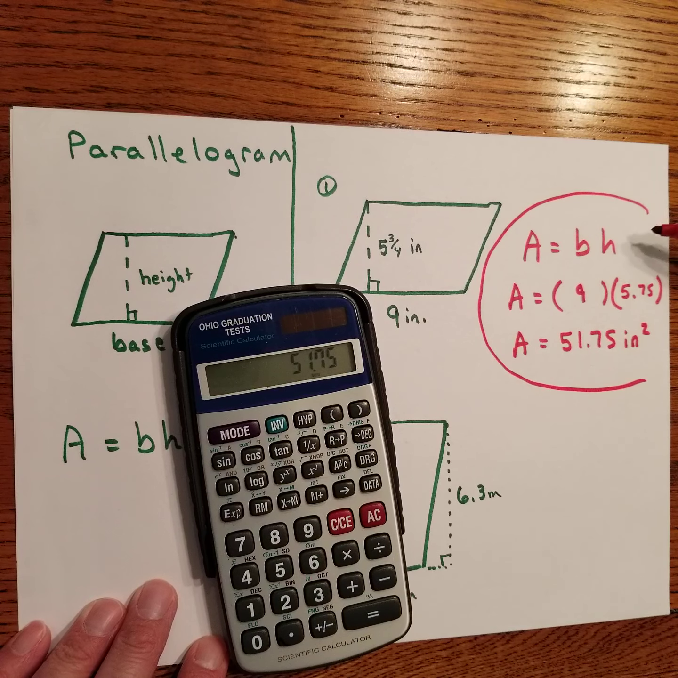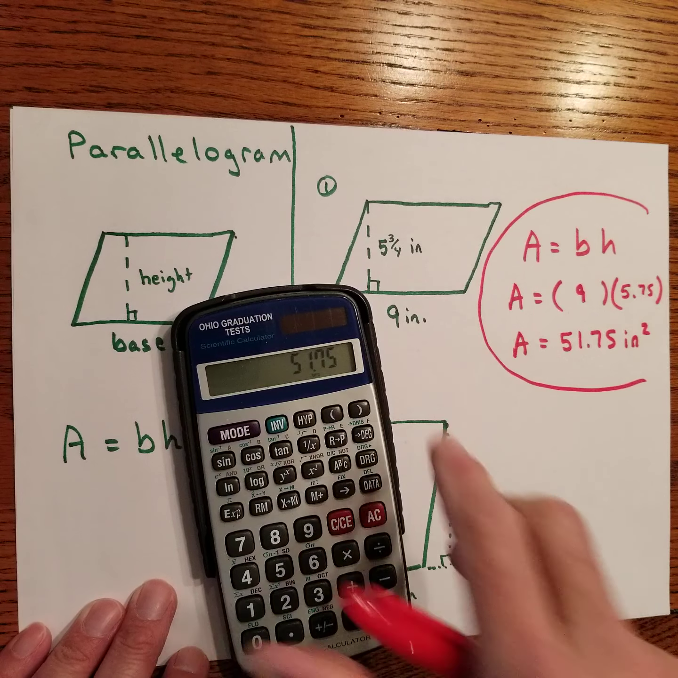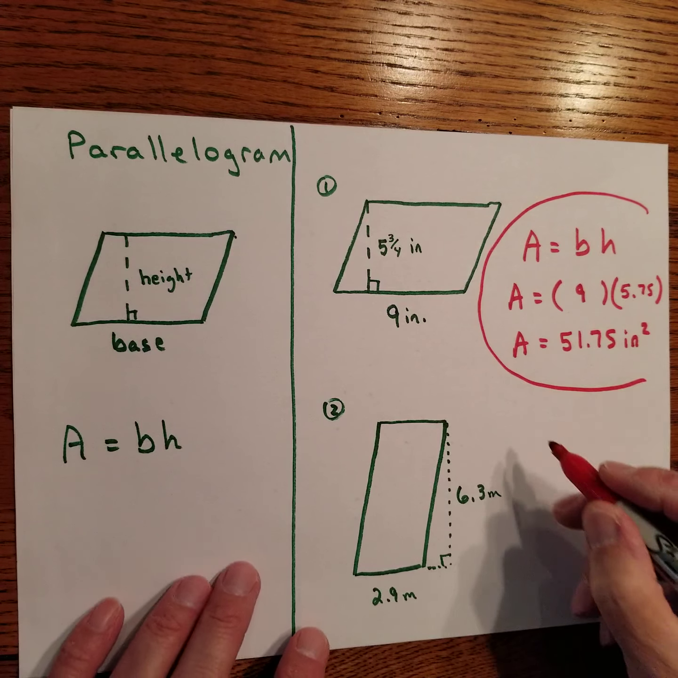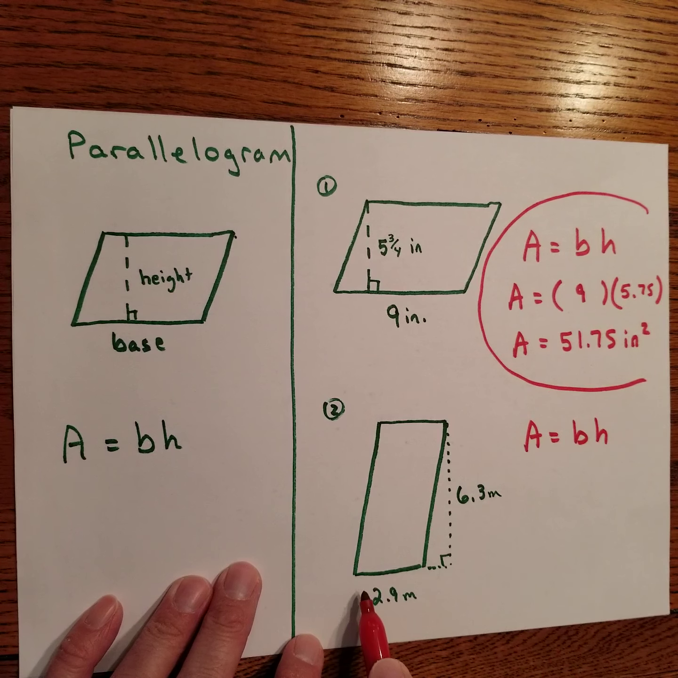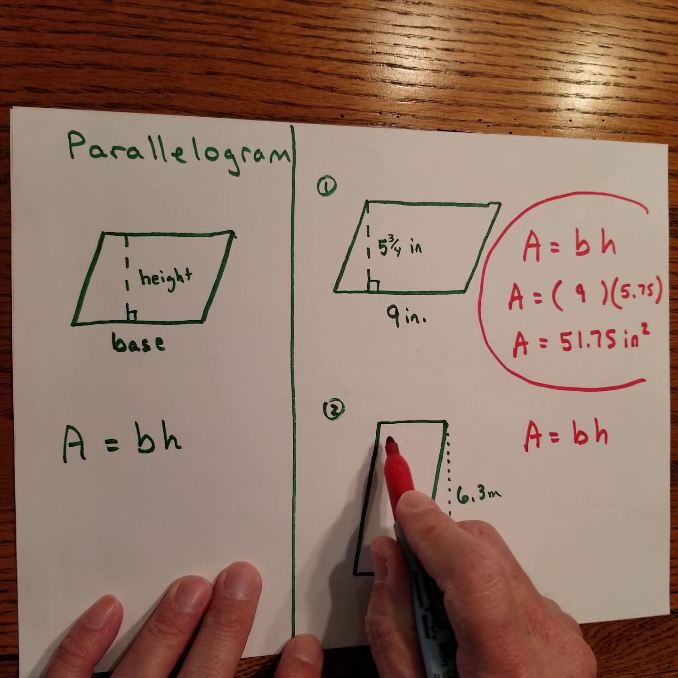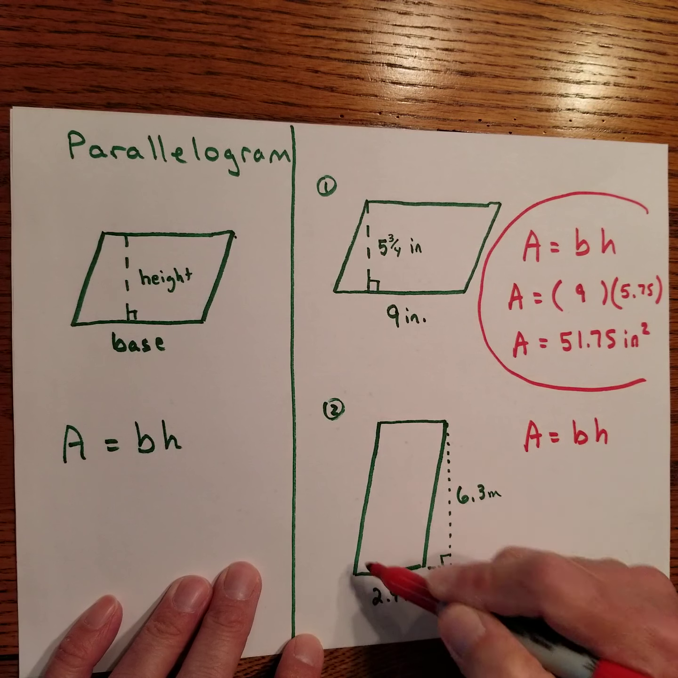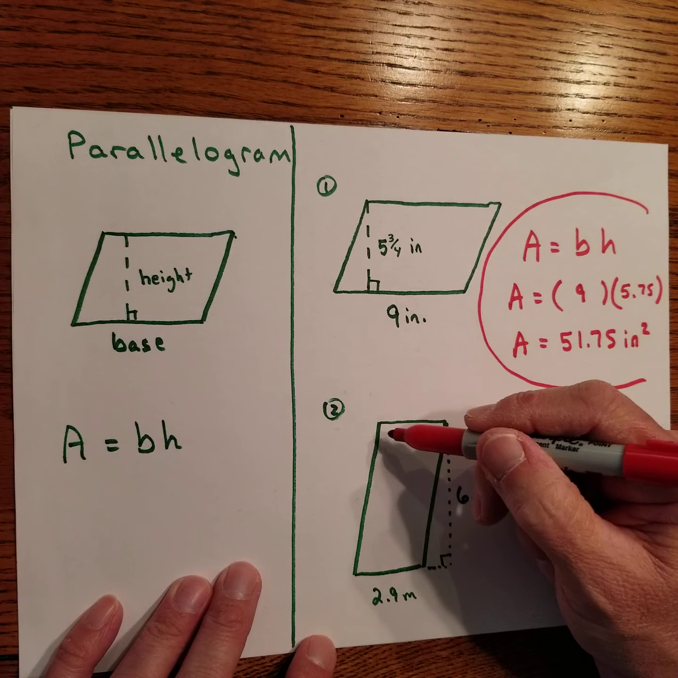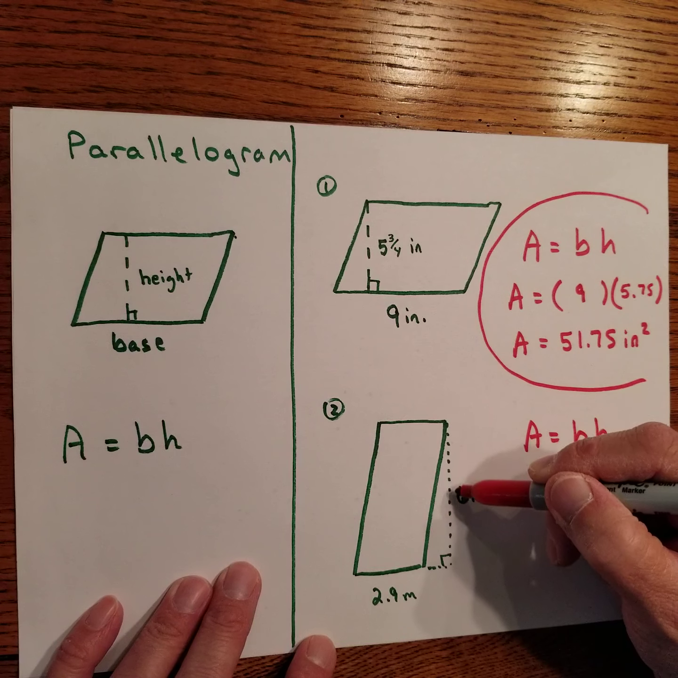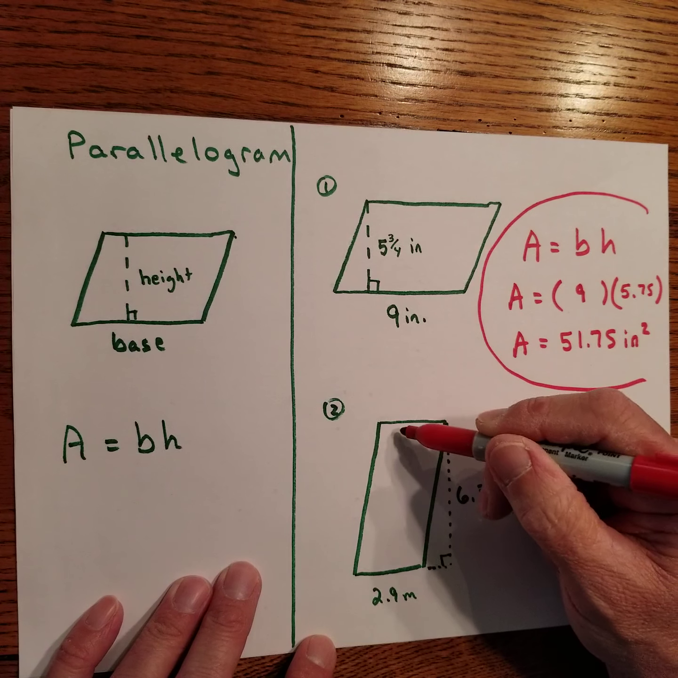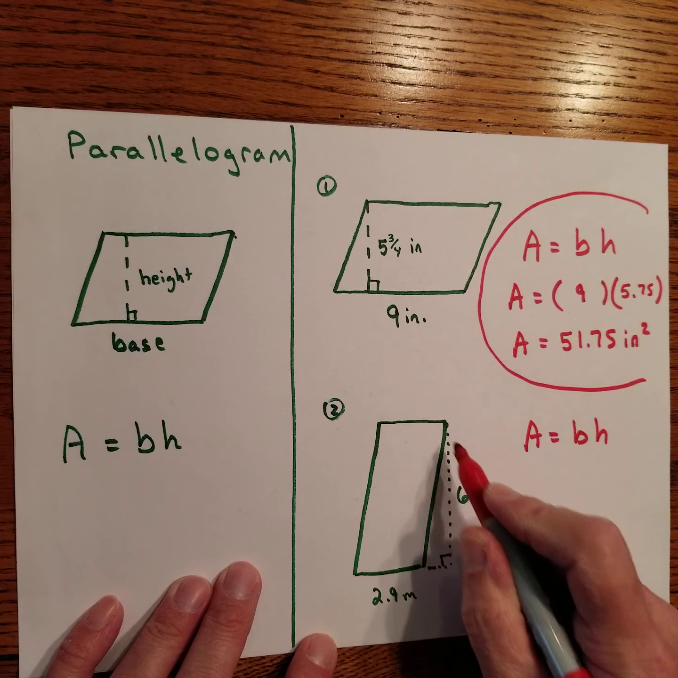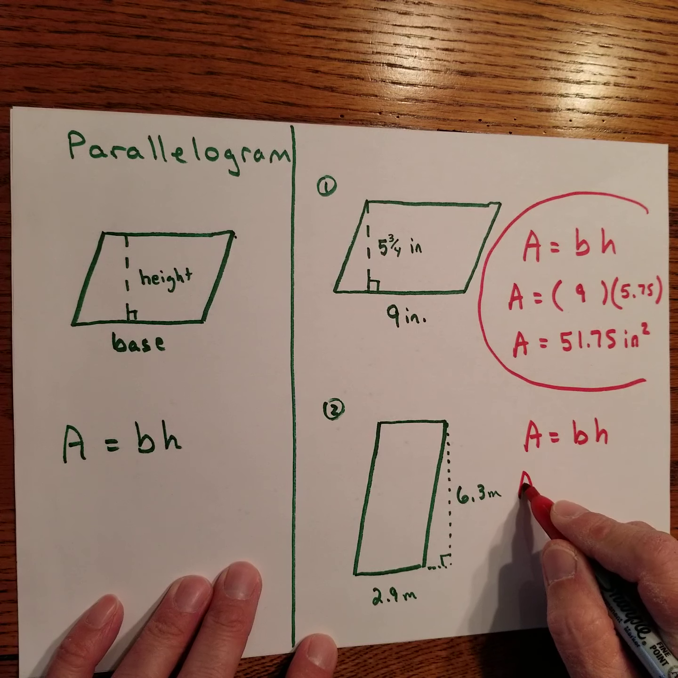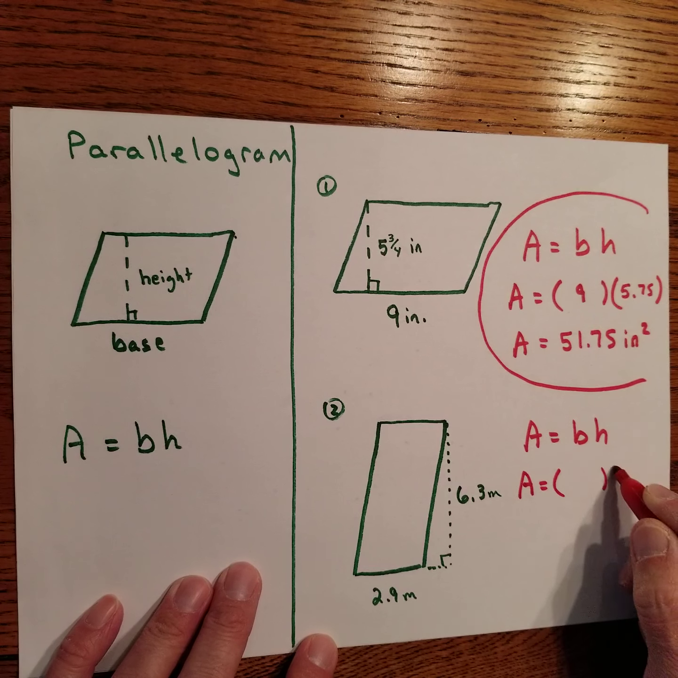When you work your homework, show me the formula, plug in the numbers, give me the final answer. Now on number 2, it is still a parallelogram. Bottom and top parallel, right and left parallel. But the height, for the sake of convenience, has been shown over here. This 6.3 is showing how tall that parallelogram is. There's the base, there's the height. Area is base times height.